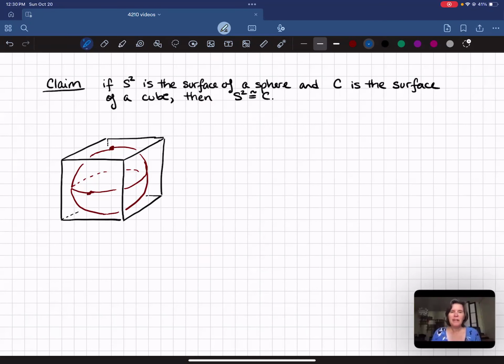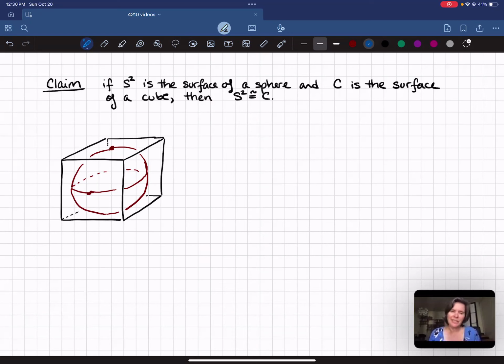Hi, this is Barrett Givens, and in this video, I want to show that the surface of a sphere and the surface of a cube are homeomorphic. That is, they are topologically equivalent. And I've drawn here a unit sphere and a unit cube, okay?